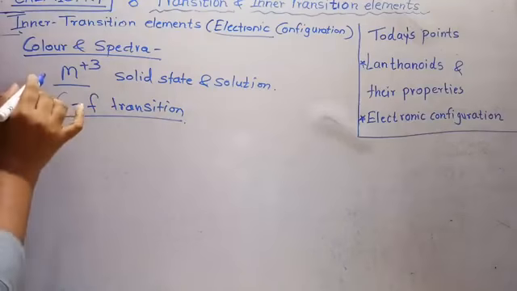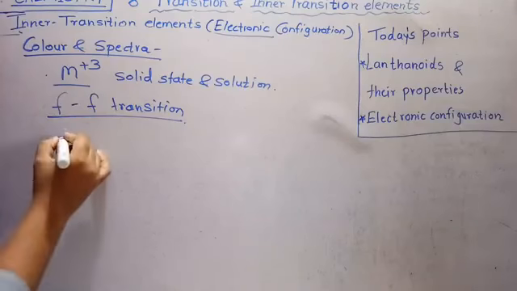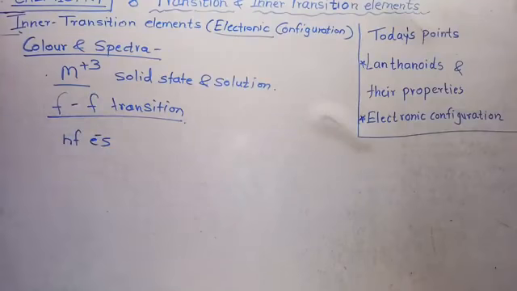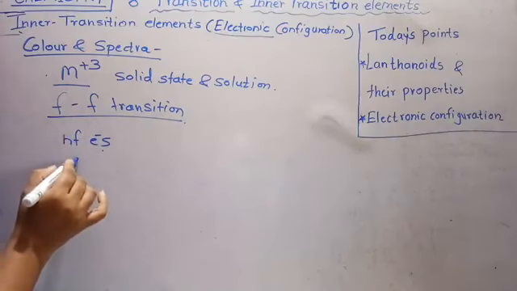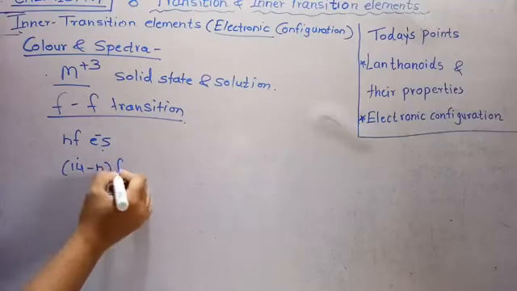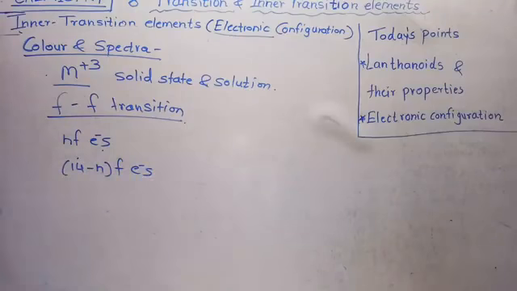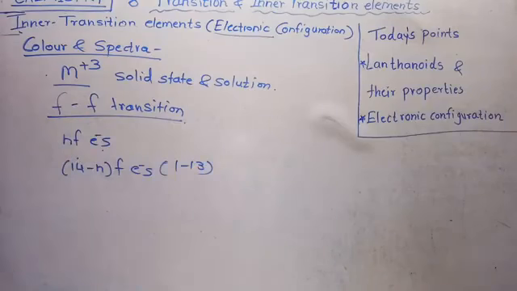The color of ions of lanthanoids having n f electrons is about the same as those having 14 minus n f electrons. Here n is an integer from 1 to 3. Then some ions are given here.